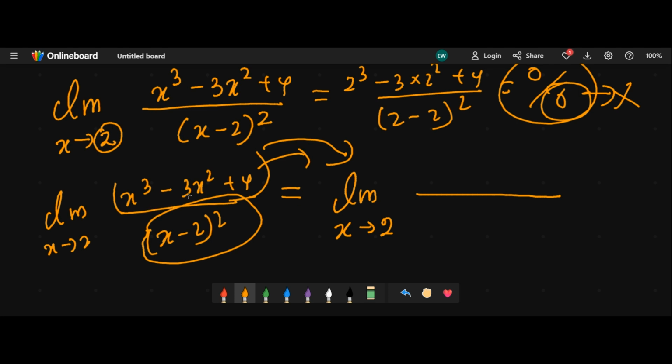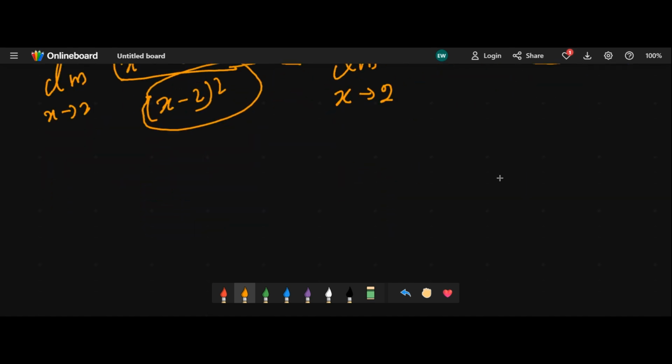So if you want to differentiate x cube minus 3x squared plus 4, it will be 3... If you don't know differentiation, I will quickly teach you a little bit of the basics.